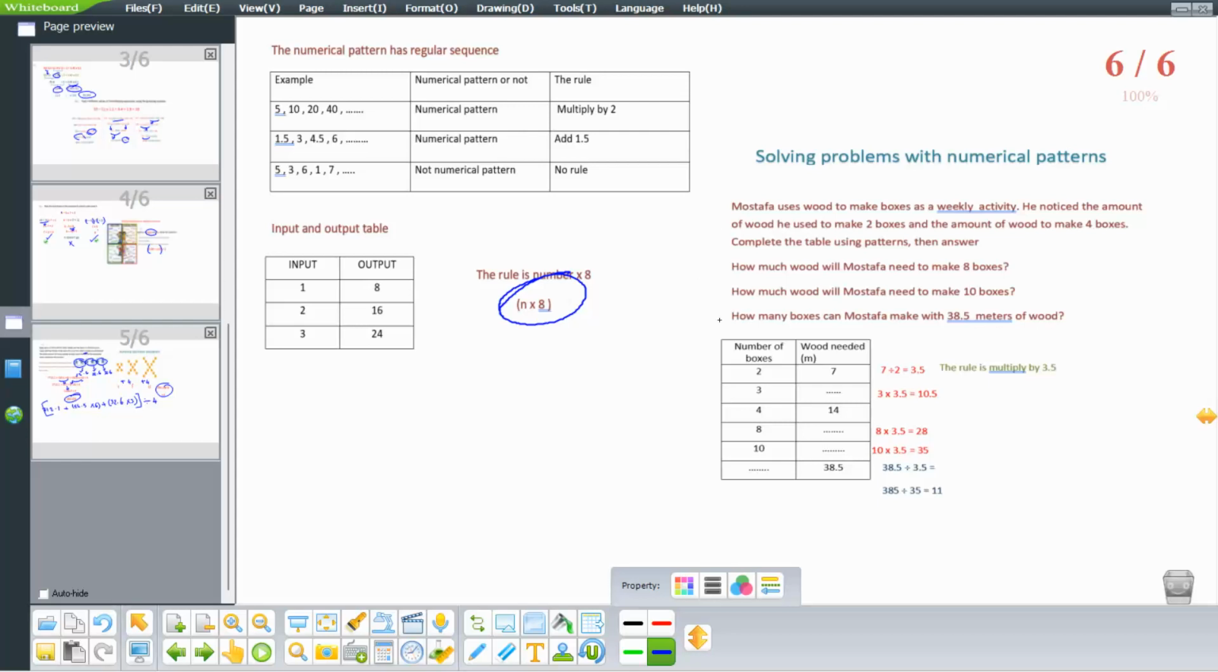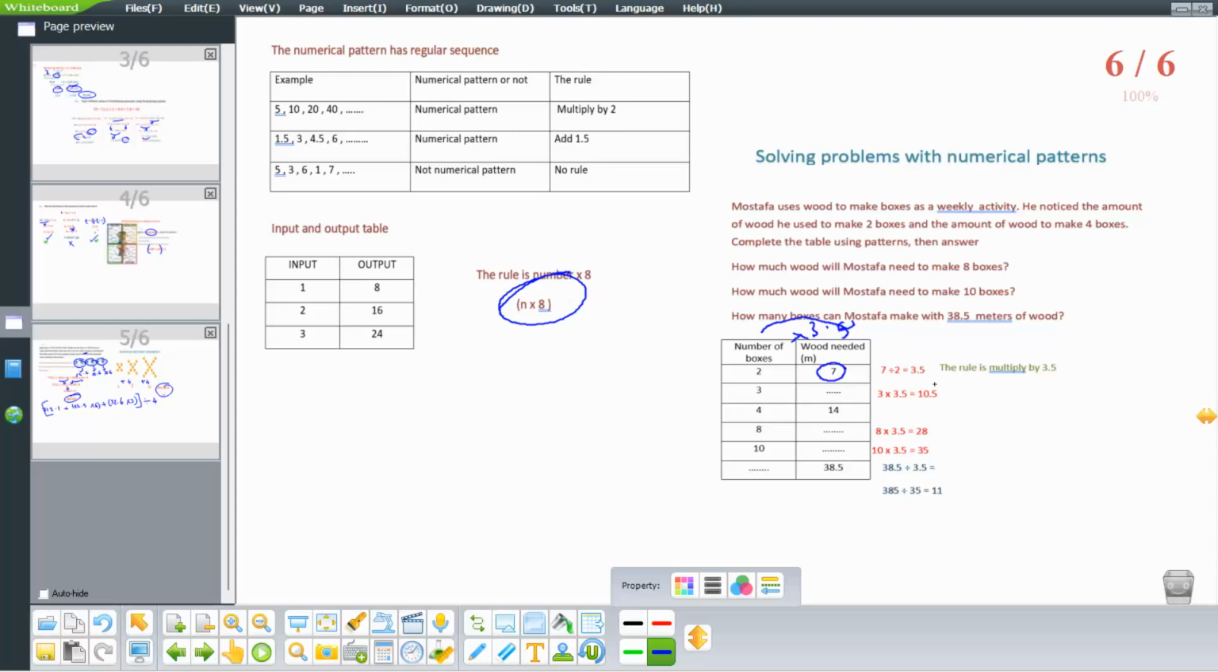Here Mustafa recorded 2 boxes if we have 7 meters of wood, and 4 boxes if we have 14. So every time, how can we get the idea? Here we will multiply by what or divide by what? It will be 7 divided by 2, we can get 3.5. So every time we will multiply by 3.5. So the rule is n times 3.5.